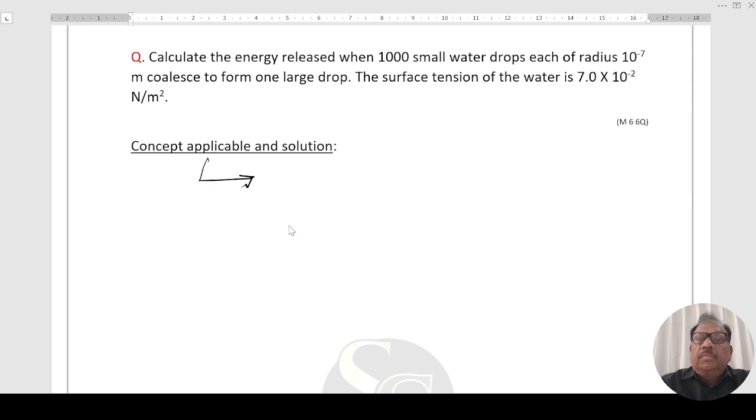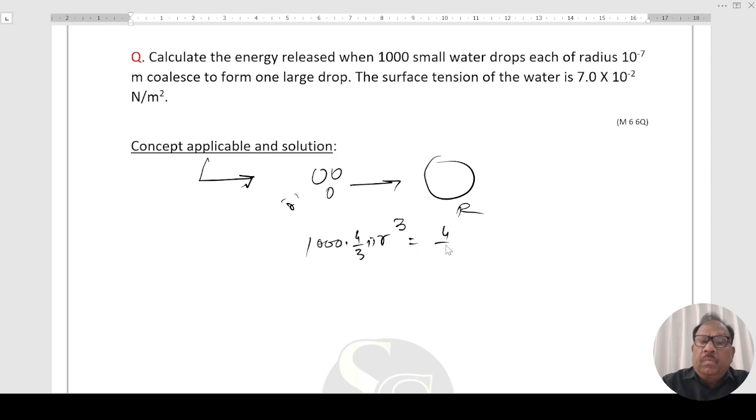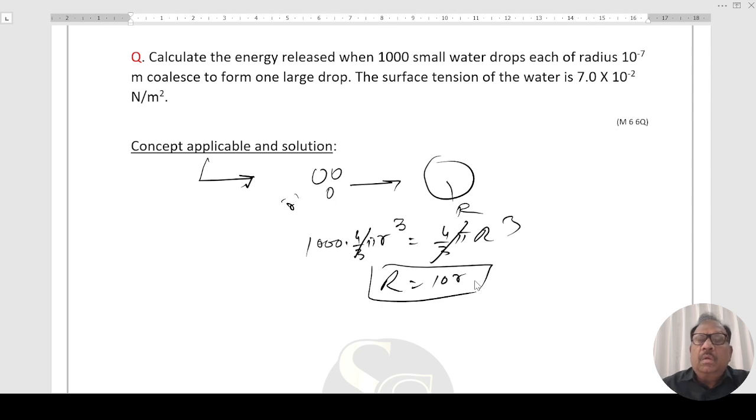Here, 1000 small drops combine to form a big drop. Each small drop has radius r, and the big drop has radius capital R. According to the question, 1000 into 4 by 3 pi r cube equals 4 by 3 pi R cube. This gives R comes out to be 10 r.